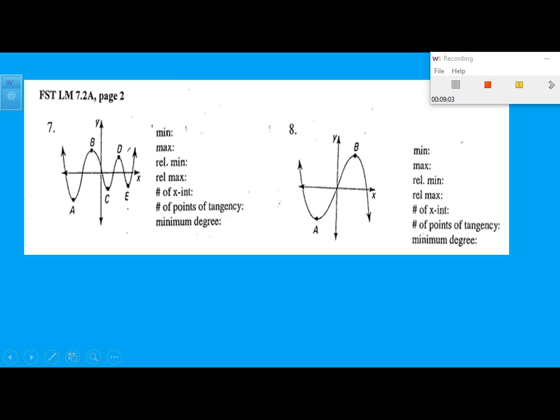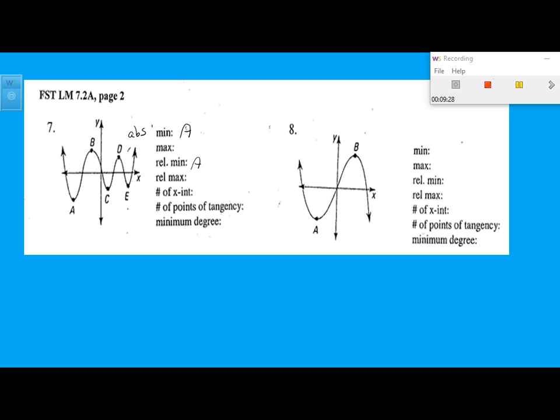Here goes your number 7. The max and min, once again, we want to talk in terms of absolute max and min. Well, if you look at the absolute minimum, is there a place on the graph that's the lowest that it's ever going to be? And that's going to be down here at point A. So point A is an absolute minimum. That also means it is a relative minimum. Might as well get that out of the way here.